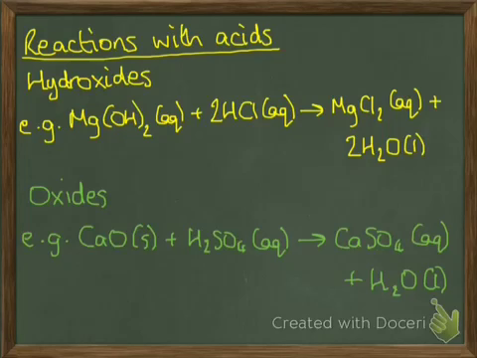This time we've chosen the acid sulfuric acid, which is H2SO4, and like all other acids we give it the state symbol aq because it is an aqueous solution. Now the products of this reaction are calcium sulfate, CaSO4, and water. Now the formula for calcium sulfate is CaSO4 because the charge on the calcium ion is 2+, and the charge on the sulfate ion is 2-. So again we need one of each of the ions to balance the charges.